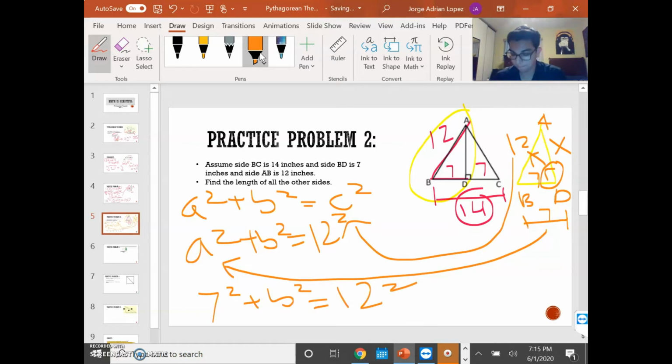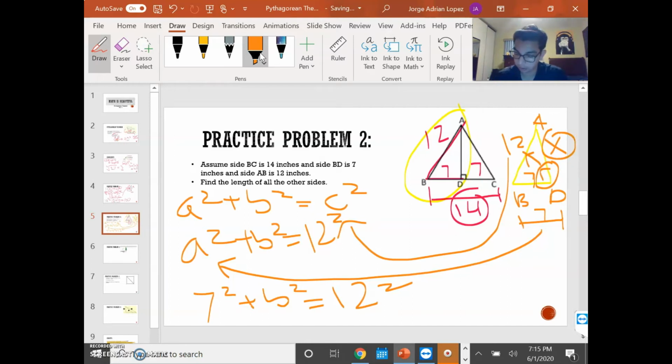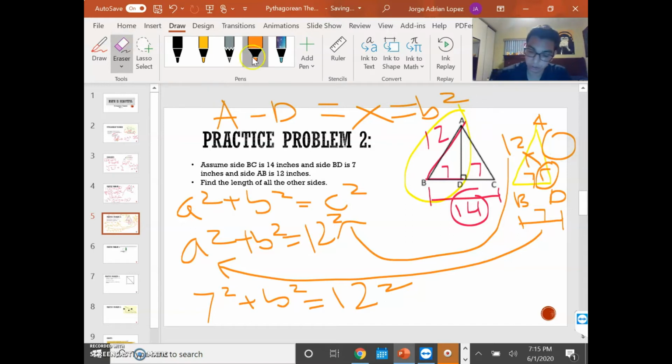But we don't have the other side, our other side being X. This is the A to D side, remember? This is the part we set to equal to X. So we're going to actually set it equal to B, so that it's not that confusing. So we're going to leave it as B squared. Instead of using X, we're going to use B. So sorry for the confusion. But let's figure it out. So 7 squared plus B squared equals 12 squared.